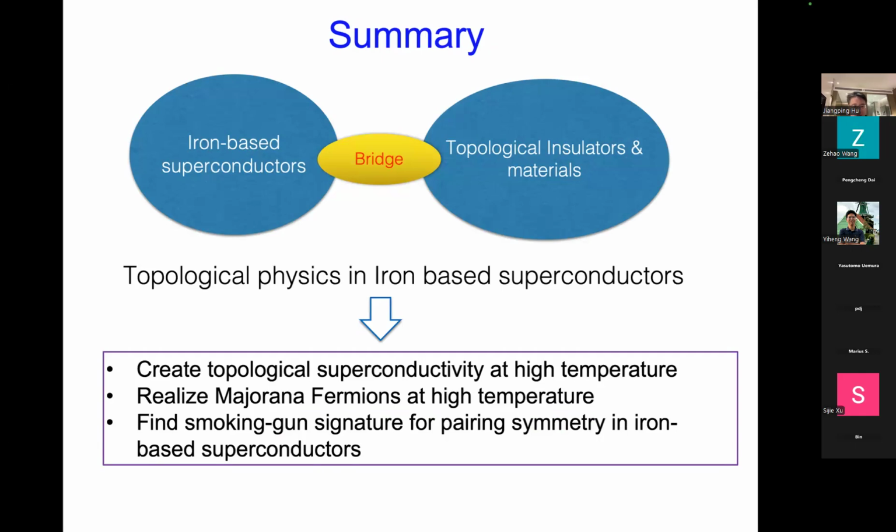So here, what I try to do in this talk is to convince you that the iron-based superconductor is actually a topological material, and it allows us to create high-temperature topological superconductors and Majorana fermions. I also think these topological properties can help us distinguish pairing symmetries in the iron-based superconductor. That's the major message I try to tell you in this talk.